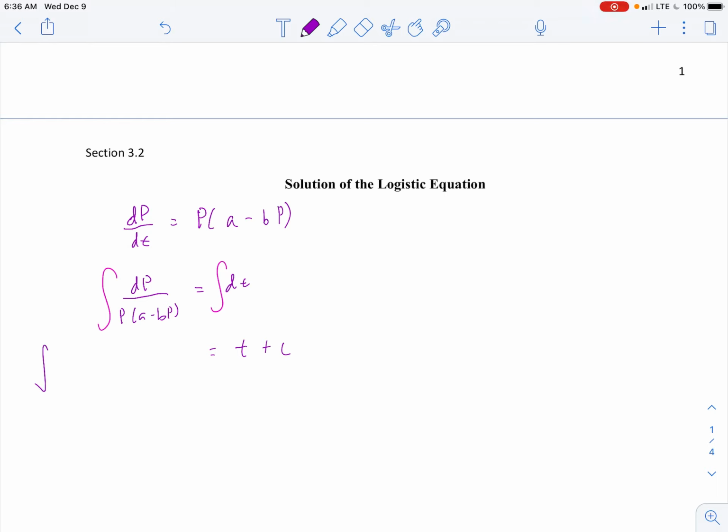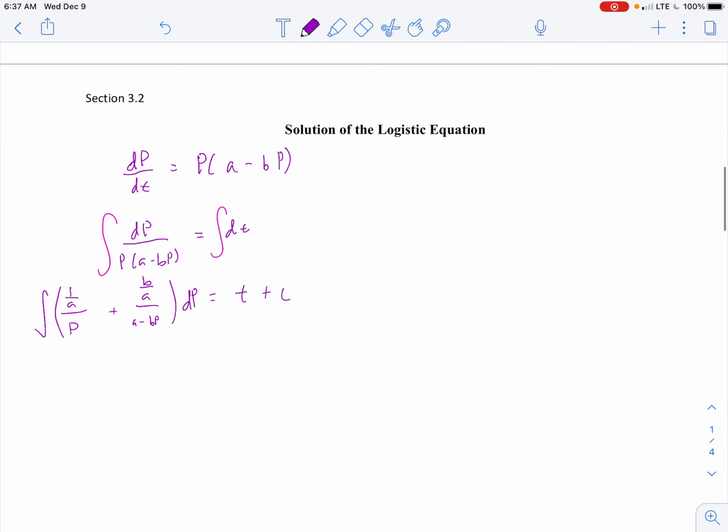So our first one's going to be 1 over a, divided by p, plus b over a, divided by a minus bp. Then that's going to have dp on the outside. Alright, so now let's go ahead and integrate the left-hand side.